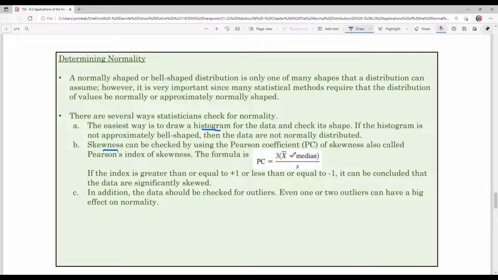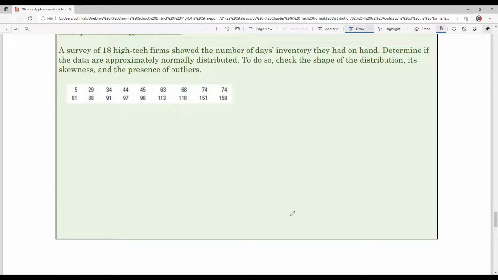And then the third thing that we can look for is outliers. Even if you just have 1 or 2 outliers, we know that can have a big effect on normality of a distribution. So 3 things you look at: histogram, skewness, and outliers. So let's take a look at an example.